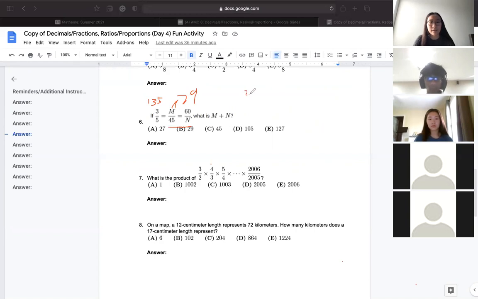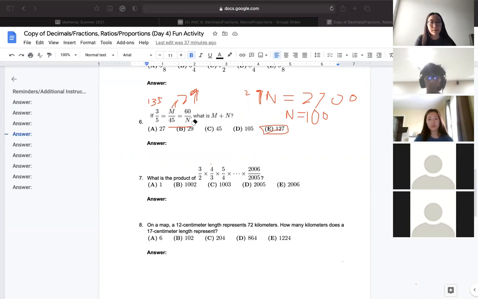So 29. Oh, wait. What? M equals 27? Oh, right. Sorry about that. 27. Yeah, you're right. Okay, so 27. And then basically now the equation is 27n equals 60 times 45. So that would be 2,700. And then so obviously n would equal 100. And then you find m plus n to be 100 plus 27, which would be E.